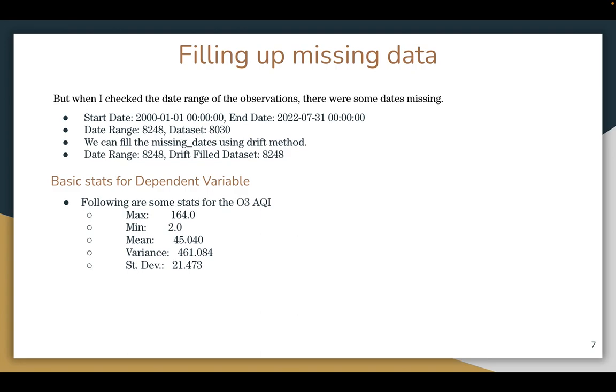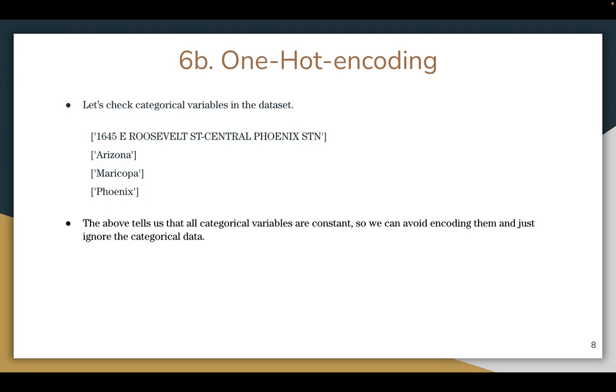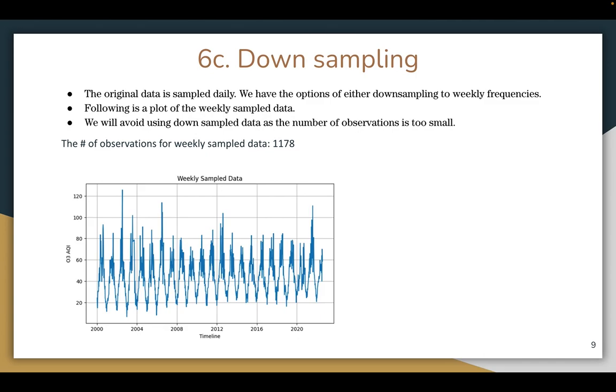These are some basic stats for the dependent variable. Now let's talk about one hot encoding, where we use it to convert our categorical variables to numerical ones, but looking at our categorical variables, all look to be constant and we can avoid this step. Now let's talk about downsampling.